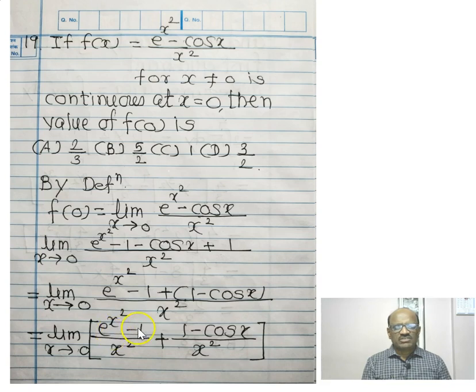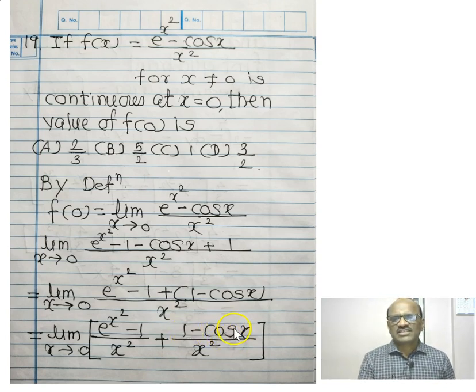That is (e^(x²) − 1)/x² + (1 − cos x)/x². Now what is the value of this limit? The value of this limit is 1. And what about this, that is (1 − cos x)/x²? The value of this limit is always 1/2.